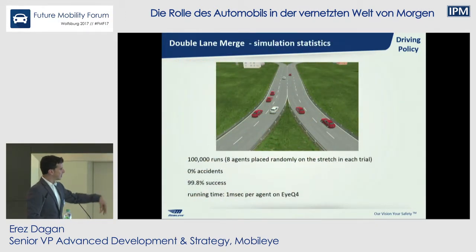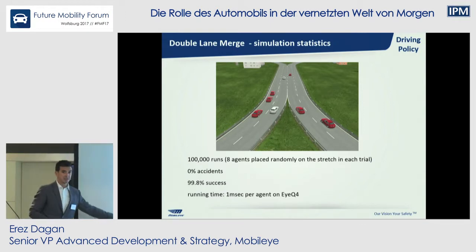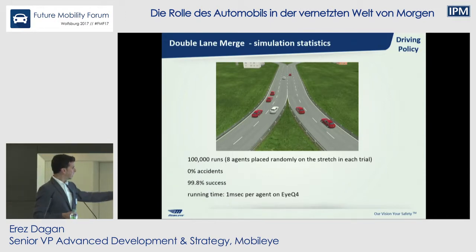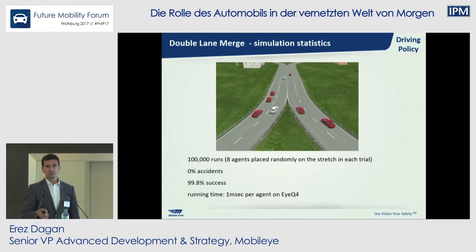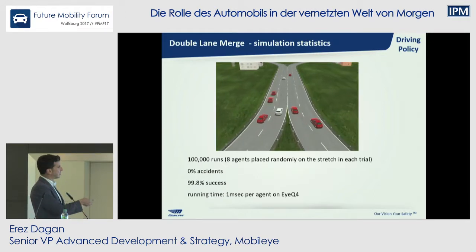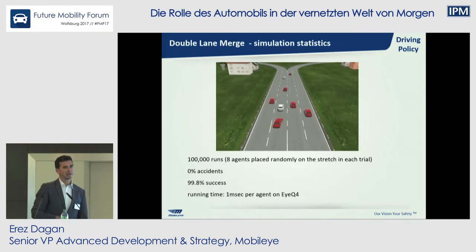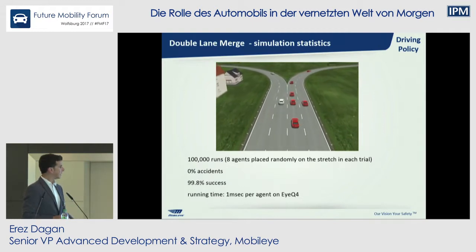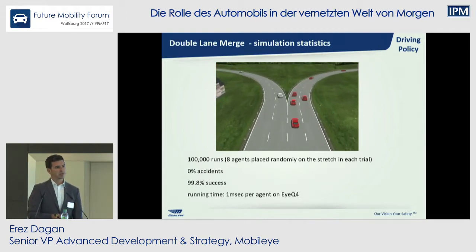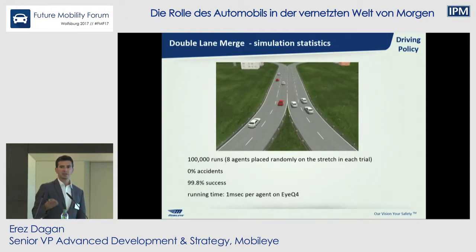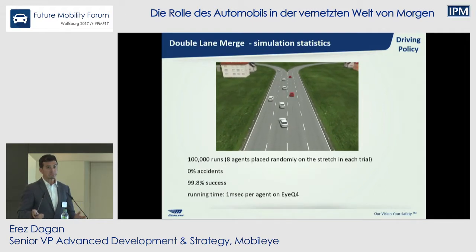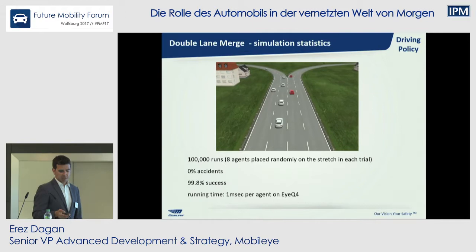Just an interesting set of statistics, and that's also to capture the fact that we have a very formal safety model. Over 100,000 runs, again, in the simulator, 100,000 runs of this experiment after we trained the drivers, the agents: 0 accidents, and 99.8% success of negotiation. So in 0.2% of the cases, vehicles just went the wrong way. They didn't accomplish what they wanted. Not unlikely also for humans.